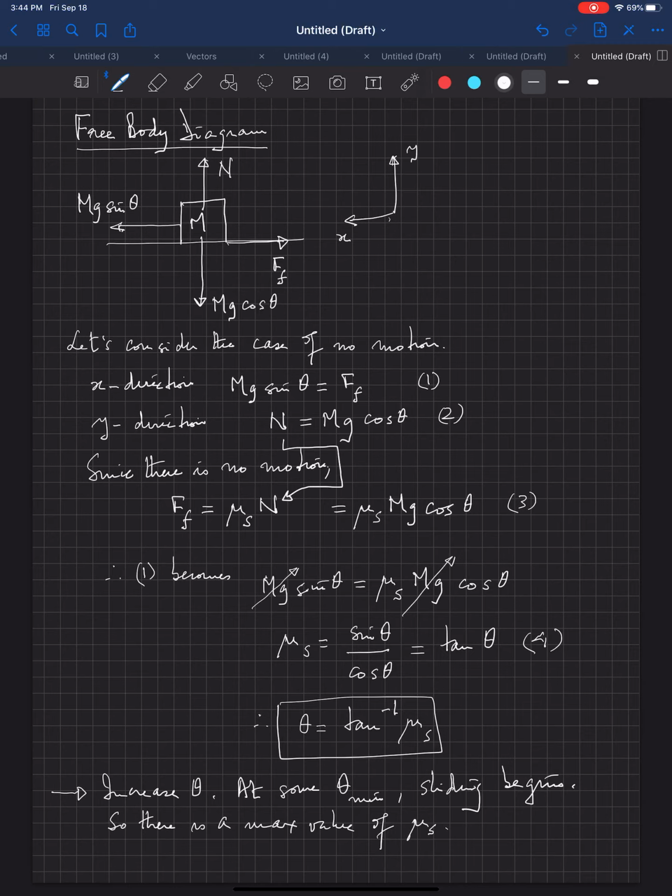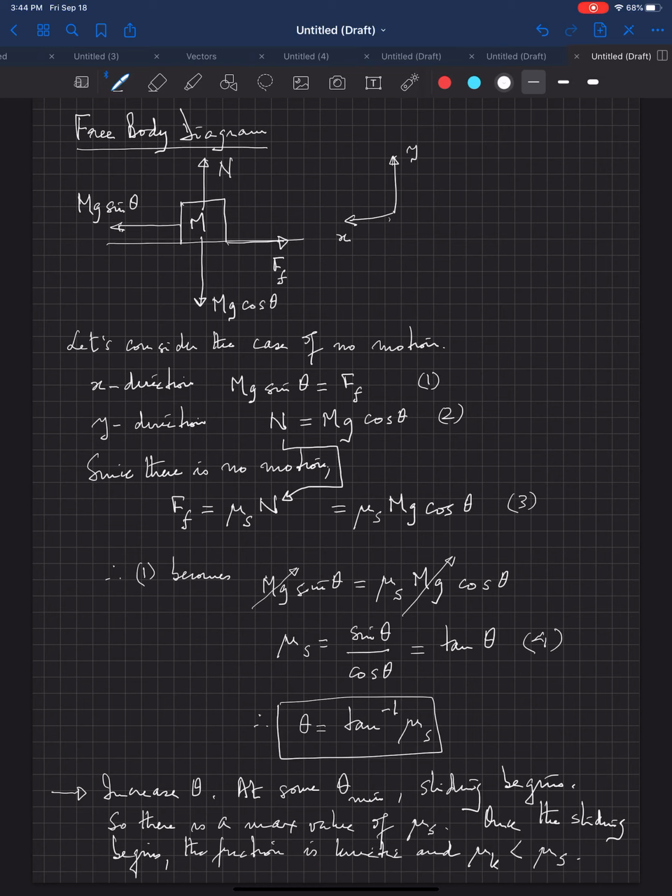Now, once the sliding begins, the friction becomes kinetic. So let's write that down. Once the sliding begins, the friction is kinetic. Okay? And the coefficient of kinetic friction, mu sub k, is less than mu sub s.